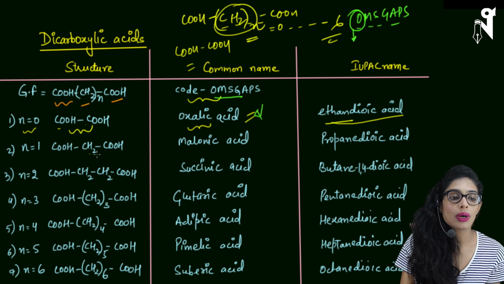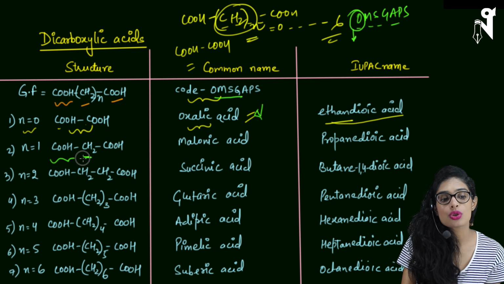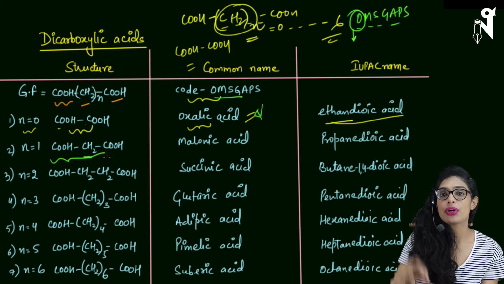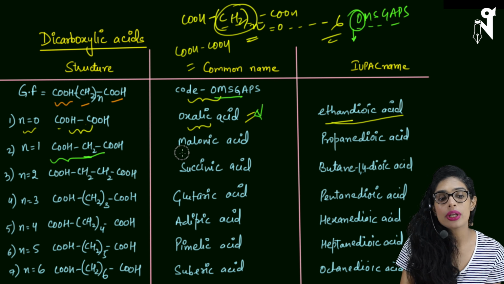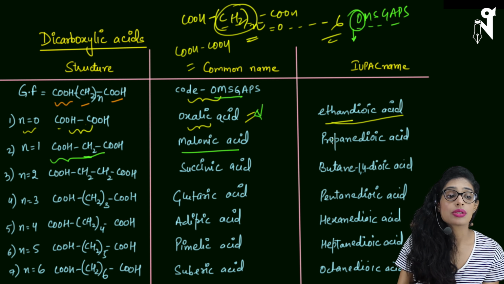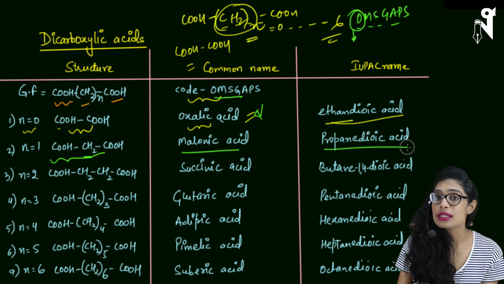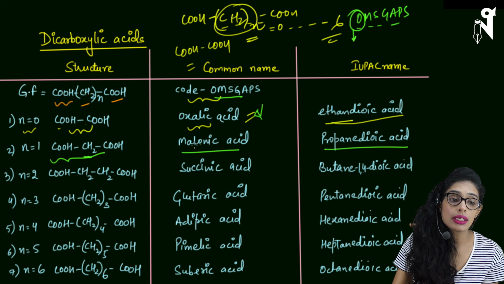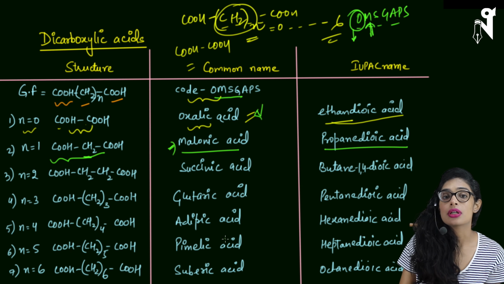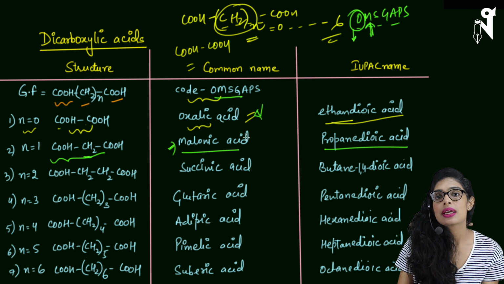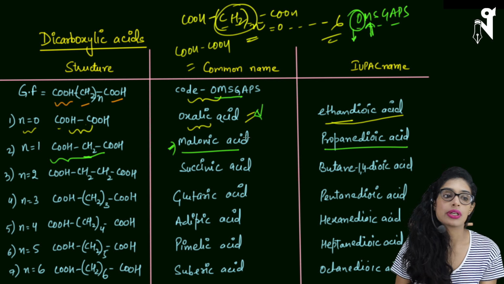Now if there is one CH2 present in between, then the chain is going to be like this. Total number of carbons are 3 in the carbon chain, out of which 2 are carboxylic acid. The common name is malonic acid, and the IUPAC name is going to be propanedioic acid, right? Again, see, its initial is M and it is OM over here. So if you just remember Ohm's gaps, it will be easy for you to remember these names later on.